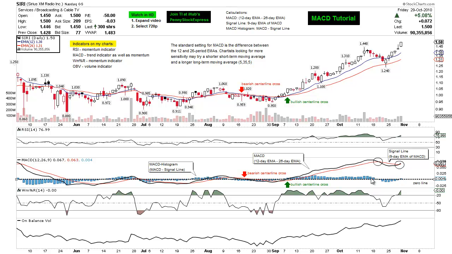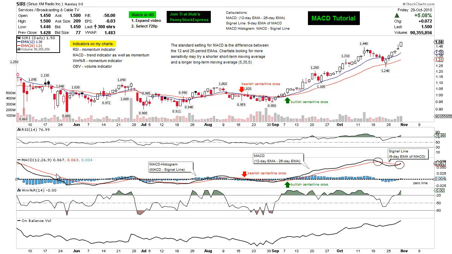Now finally, the MACD histogram represented by the blue bars is a visual of the difference between the MACD line and the MACD signal line. So again, the MACD line is black and the MACD signal line is red. And the bar is a representation of the distance between those two lines. Thus, as the separation increases or decreases, so does the size of the bar.